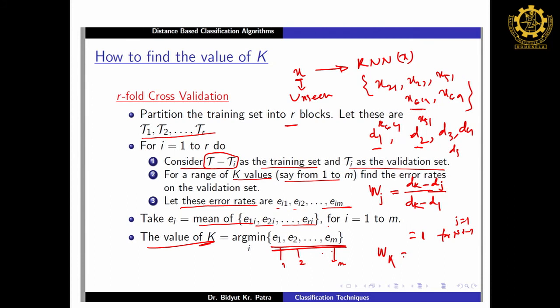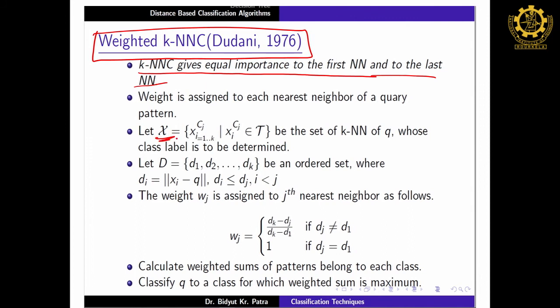So, here is the algorithm. Let x be the set of k nearest neighbors of the query point q whose class label is to be determined. That is, we are considering x, and this is q. Now, you compute the distances d 1, d 2 to d k as an ordered set, where d i is nothing but the distance from the unseen object to each neighbor x i, where x i belongs to x.